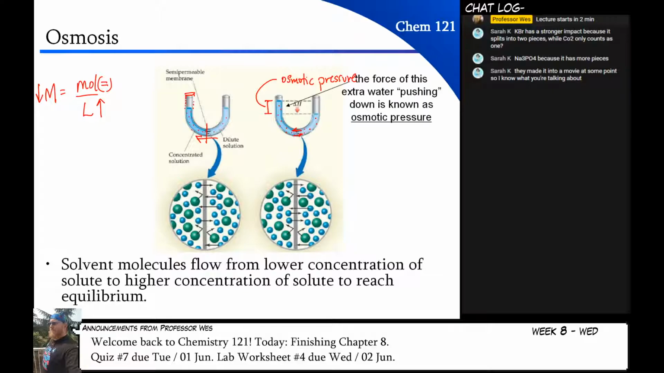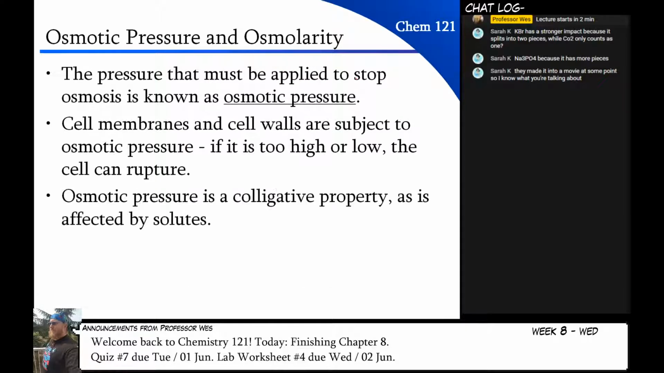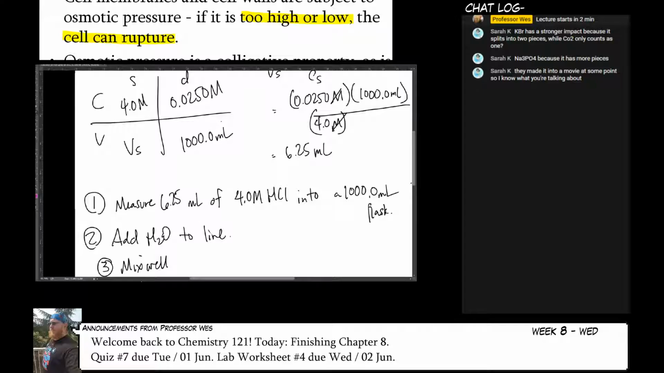Now, if you are a cell, you can be subject to osmotic pressure in both extremes. Too high and too low are both very bad. And if the blood pressure, or in this case osmotic pressure, is too high or too low, the cell can rupture. And we're going to look at some examples of that on this next screen.